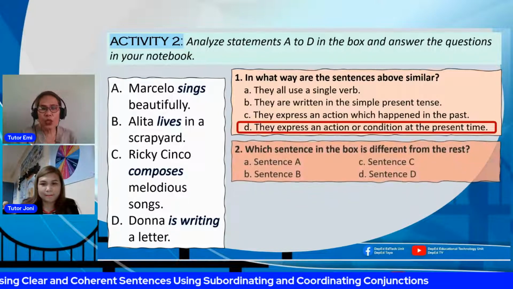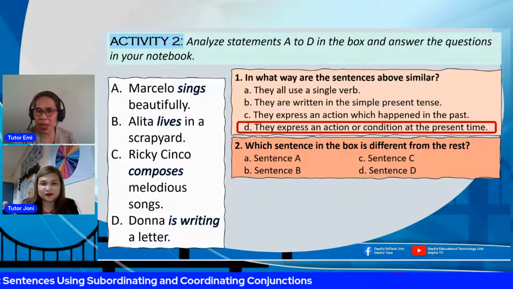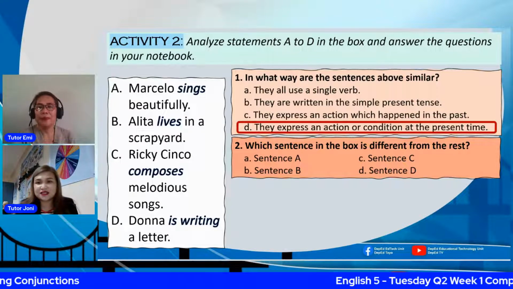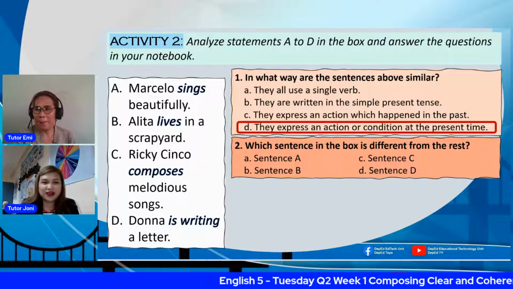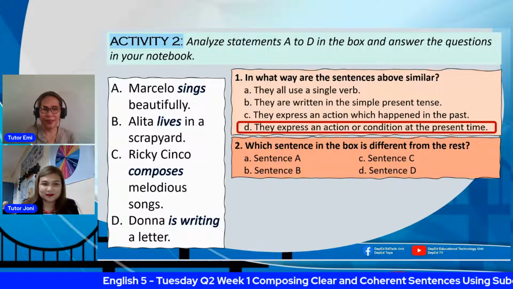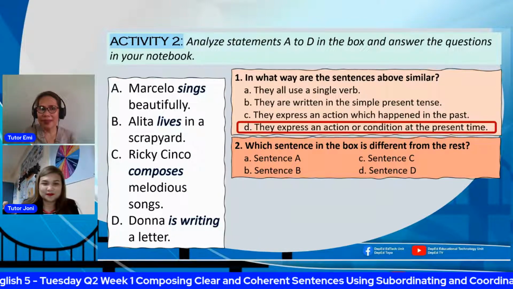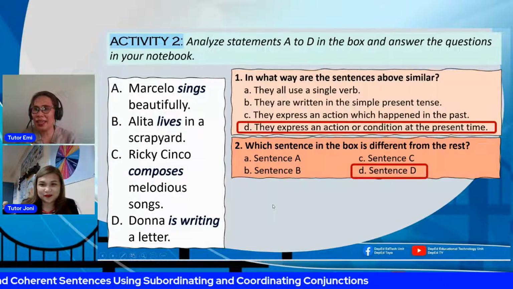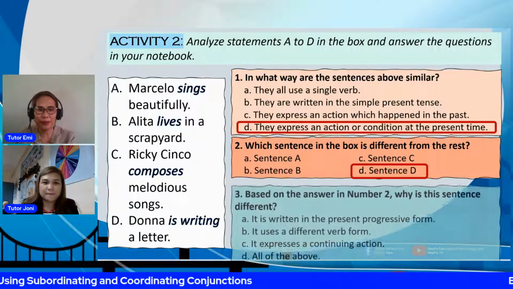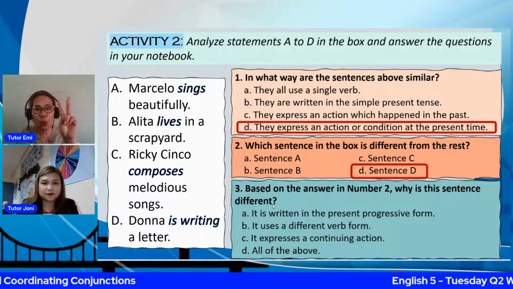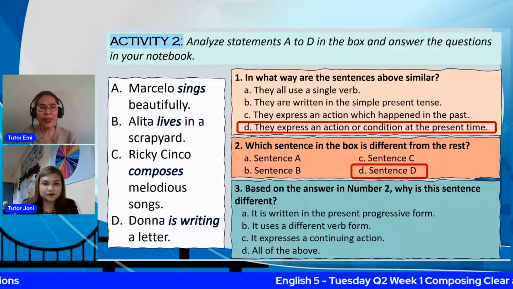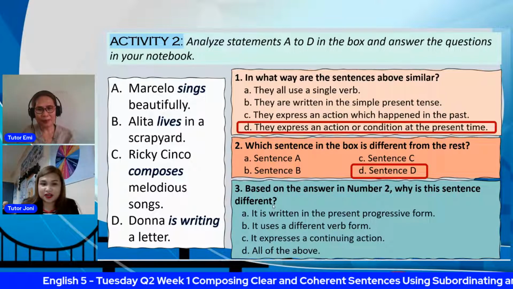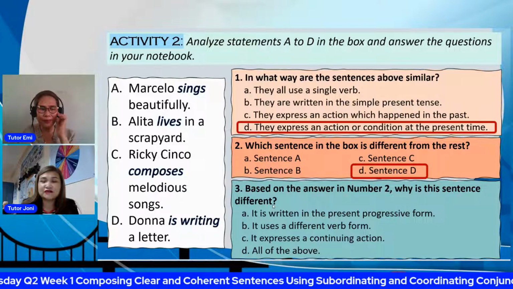Very good. Question: which sentence in the box is different from the rest? Sentence A, sentence B, sentence C, or sentence D. Type your answers. Yes, and the correct answer, Jeremy? The correct answer is sentence D. Now let's have the third question. Based on the answer in number 2, why is this sentence different? A, it is written in the present progressive form, and B, it uses a different verb form.